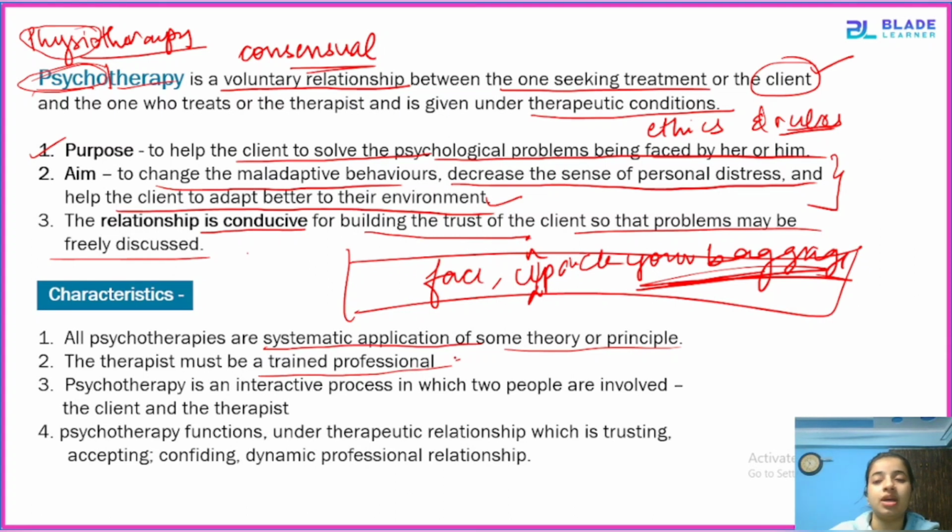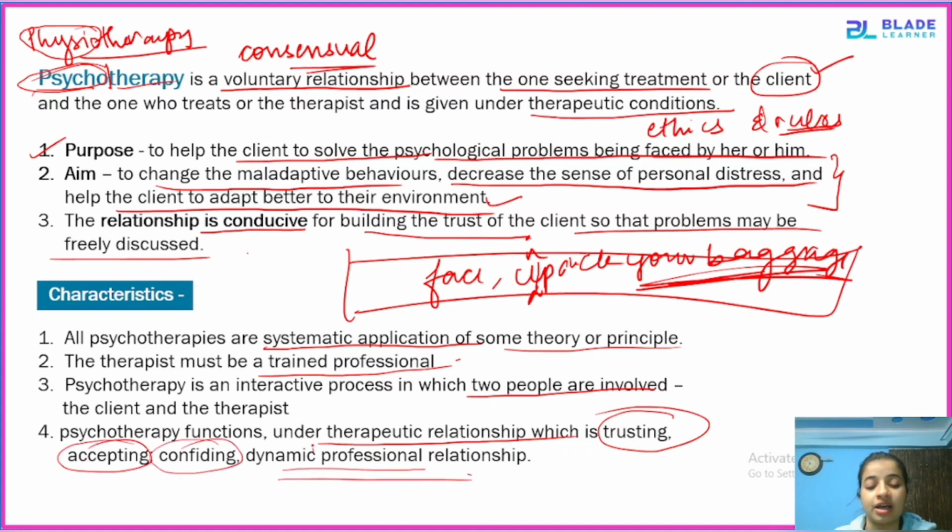Very important. In India, often people do not have a license in psychotherapy and yet they do therapy, which is a scam. And psychotherapy is an interactive process in which two people are involved, the client and the therapist, which is very understood. So, psychotherapy functions under therapeutic relationship, which is trusting, accepting, confiding, dynamic, professional relationship. It has to be professional.